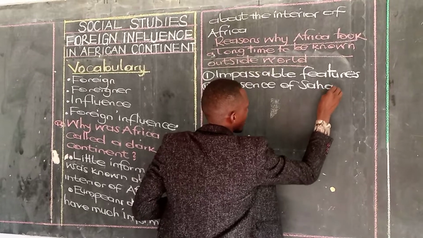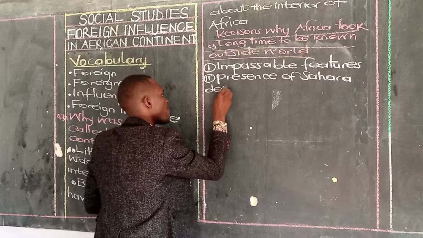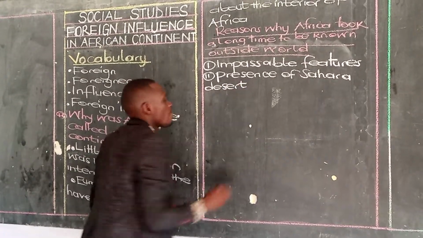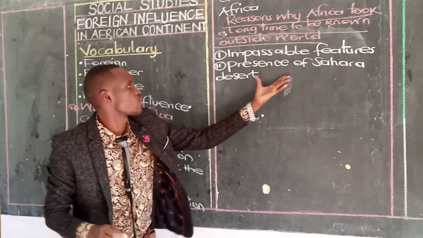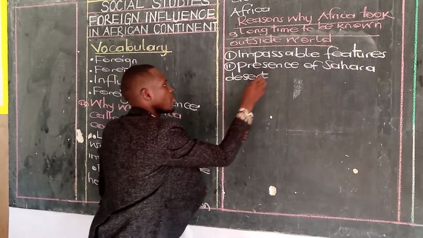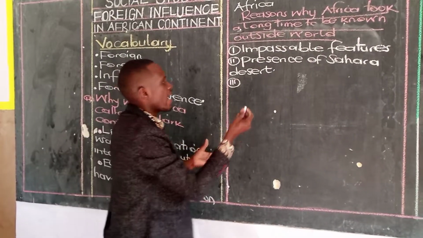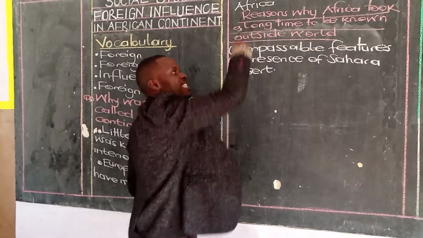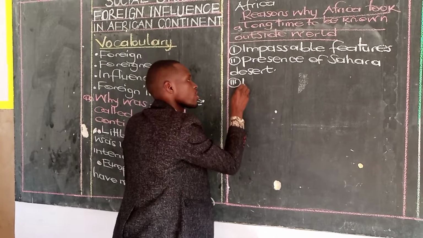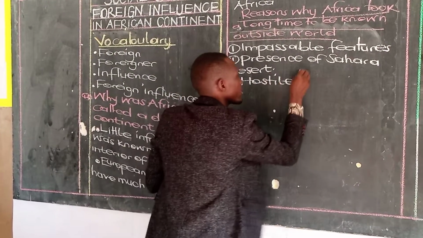Presence of the Sahara Desert. This one had a great impact and was a great cause as to why Europeans took long to know about the interior of Africa. The other point, boys and girls, is that the interior of Africa had hostile tribes.